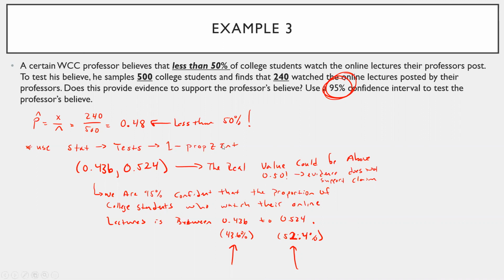Professor, if it falls below 0.48, then he is right. So if the confidence interval had been something like 0.40 to 0.49, as long as the confidence interval is below 0.50, then he would have been right. Okay, yes, below 0.5. Yeah, because he said less than 50%. That's correct. Thank you.